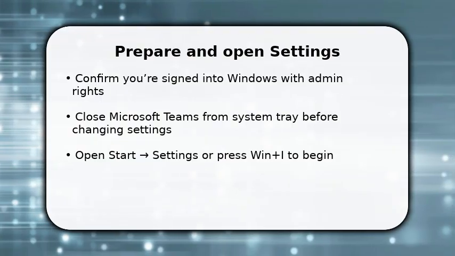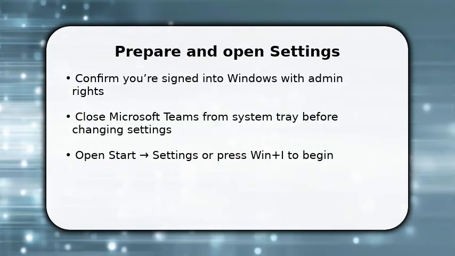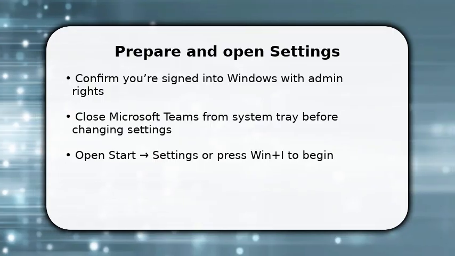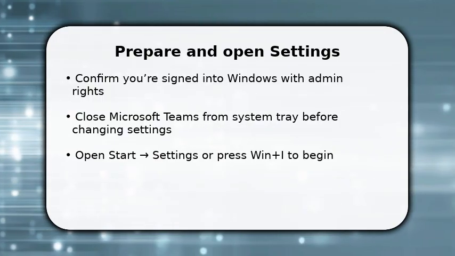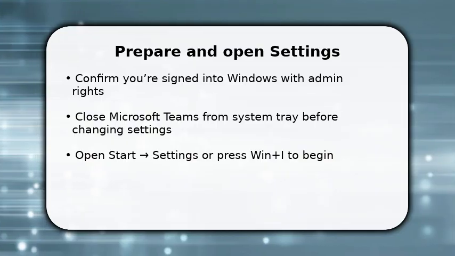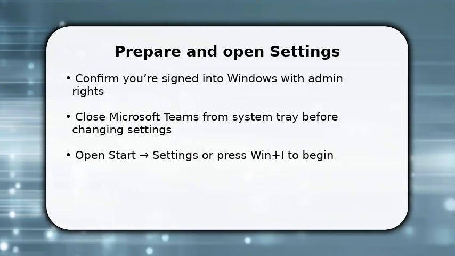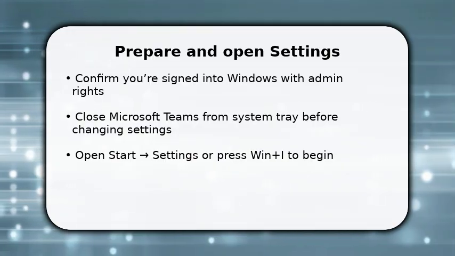You'll start by preparing the environment. Make sure you're signed in with admin privileges and quit Microsoft Teams from the system tray so it won't interfere. Once done, open Windows settings via Start or press Win+I. This is necessary because notifications and startup controls live in settings and require elevated access to change system-wide behavior.